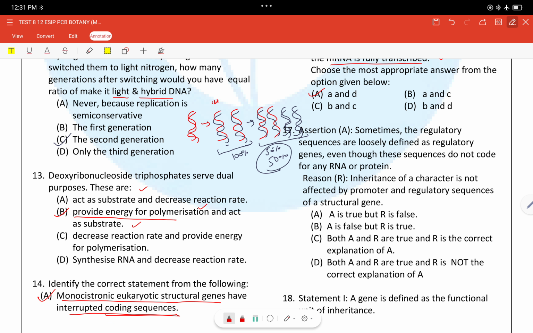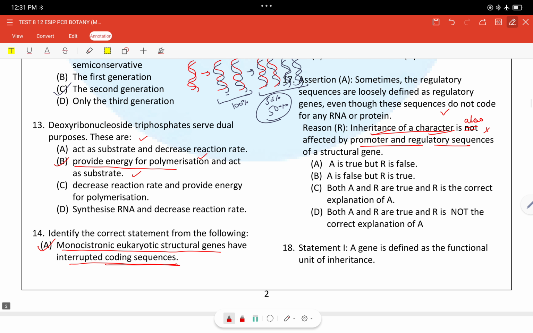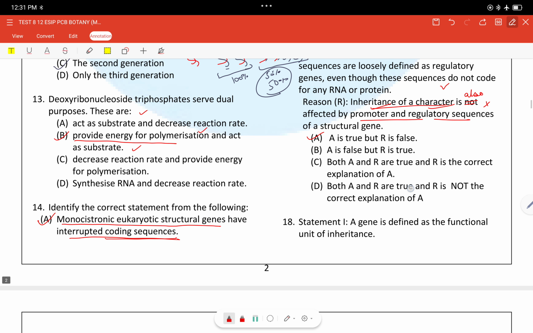Next assertion: sometimes the regulatory sequences are loosely defined as regulatory genes even though these sequences do not code for any protein or RNA. That statement is correct. Inheritance of character is also affected. If we are given it is not affected by promoter and regulatory sequence, this statement is absolutely incorrect. Inheritance of character is also affected by promoter and regulatory sequences because these sequences regulate the functioning of structural genes. So the answer is, assertion is true and reason is false.